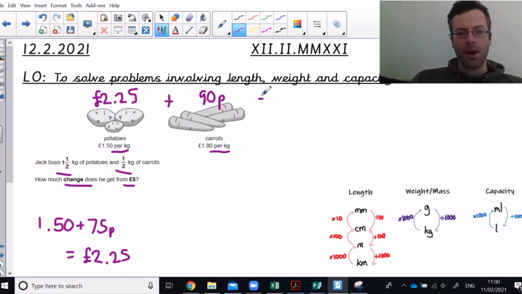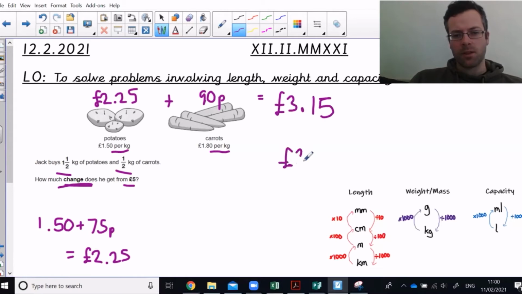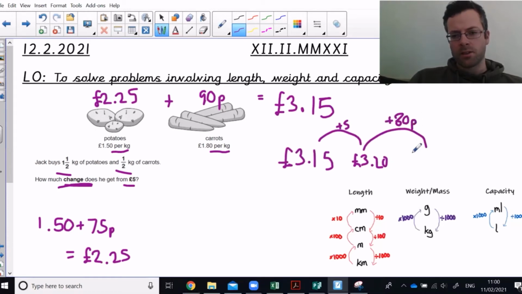Well, £2.25 add a pound would be £3.25. Take away 10p. So he's going to spend £3.15. Now that is not my answer, because I'm working out how much change. Well, change from, I always like to count on. Well, I'm going to add 5p to get to £3.20. Add 80p to get to £4. And then add another pound to get to £5. So by my reckoning, his change is £1.85.